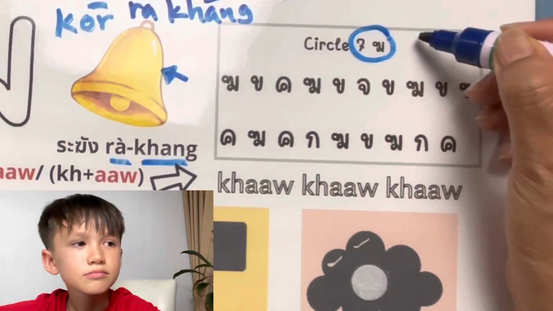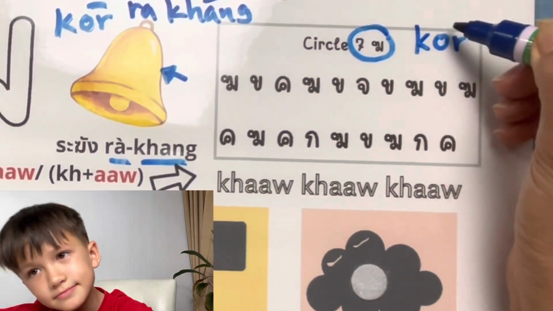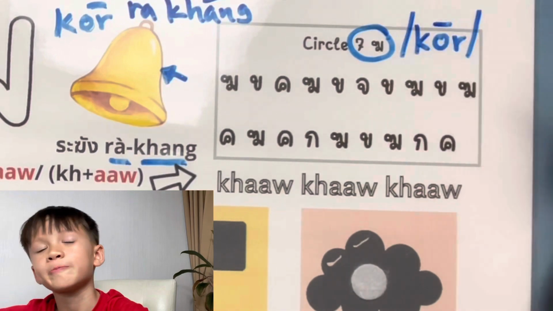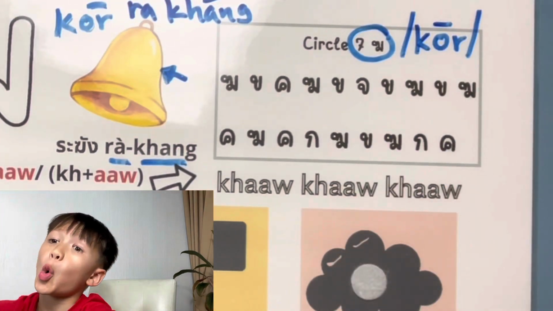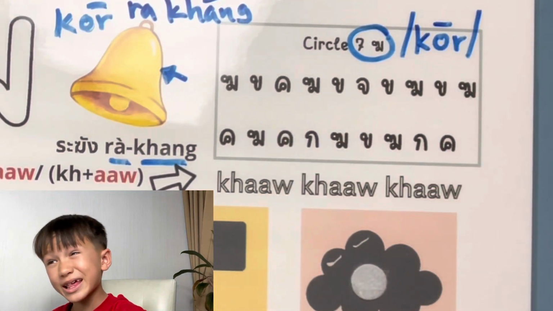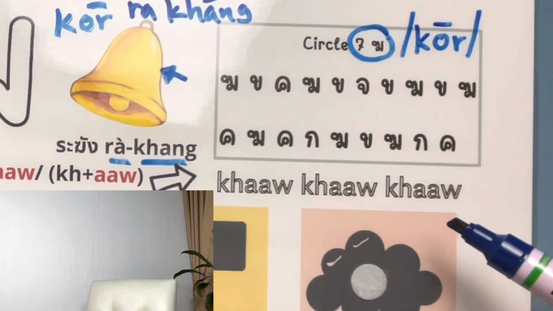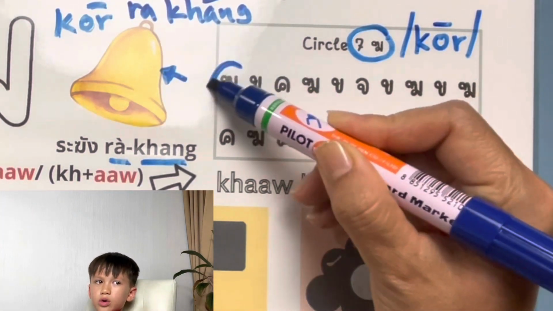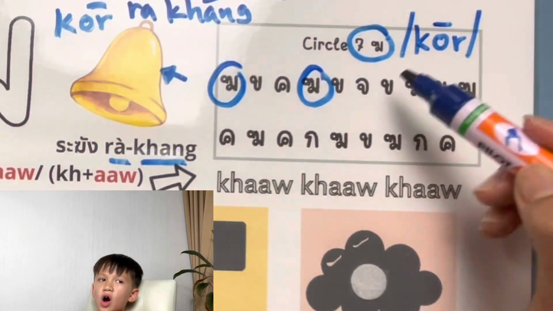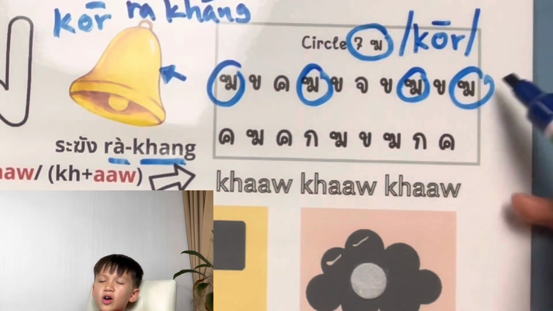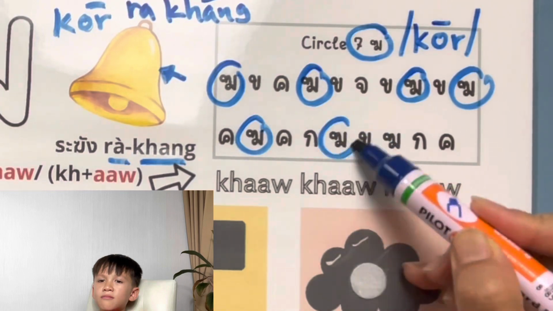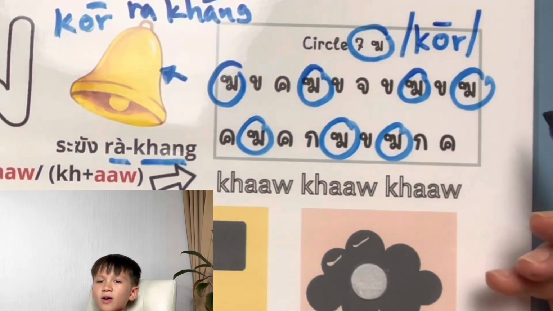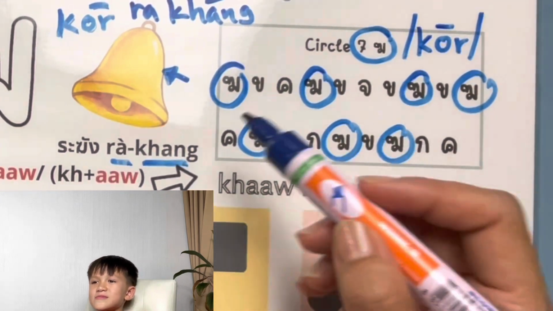Alright, let's chant the sounds of the letter khor together. Are you ready? We're gonna chant together. Ready, steady, go. Khor, khor, khor, khor, khor, khor, khor. Very good.